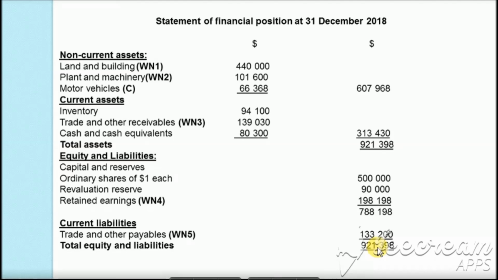Hence, the statement of financial position is completed. With this, we have completed this question.